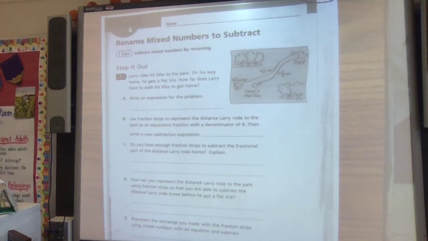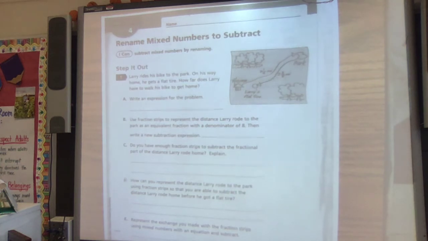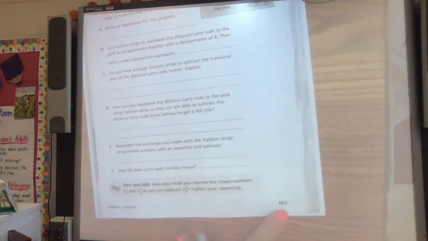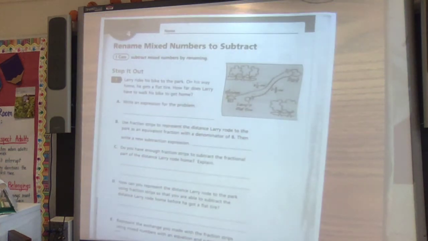Hey boys and girls, today we are going to be in our module 1 through 9 book, page 161, and we are continuing to work with our fractions. Today we are going to be subtracting, and we're going to have mixed numbers. So we talked about mixed numbers yesterday.